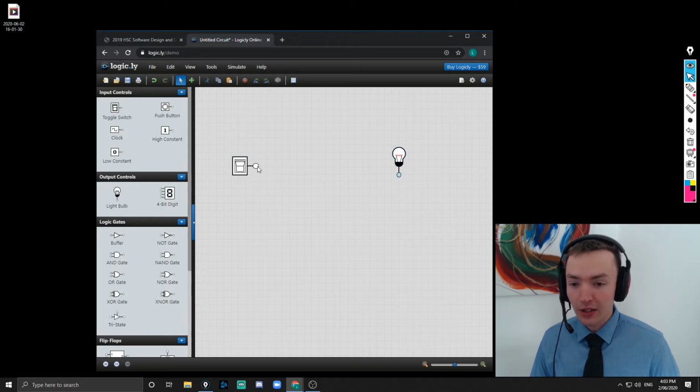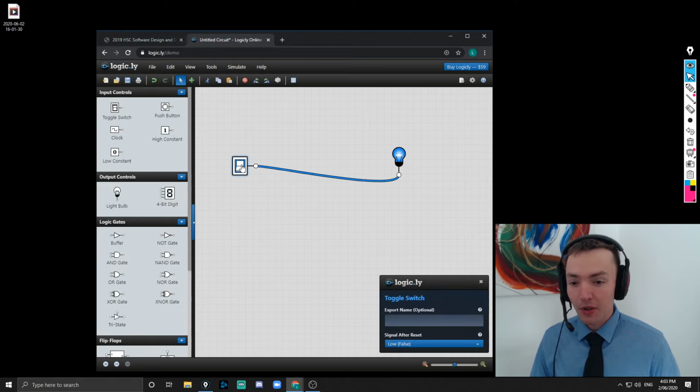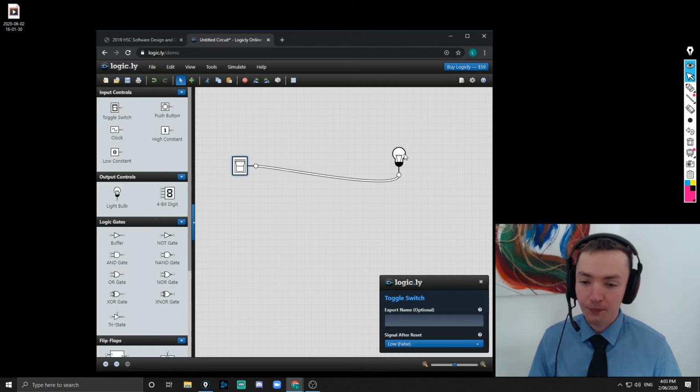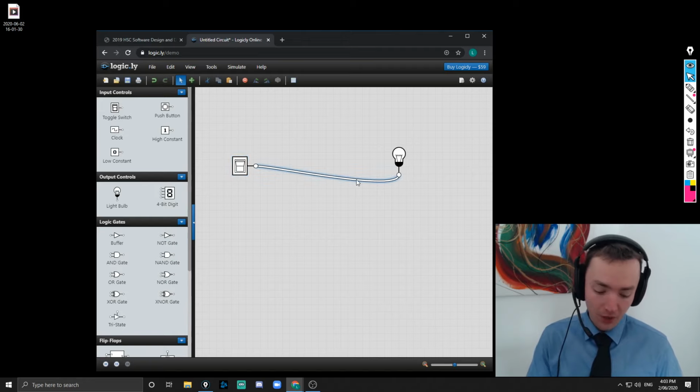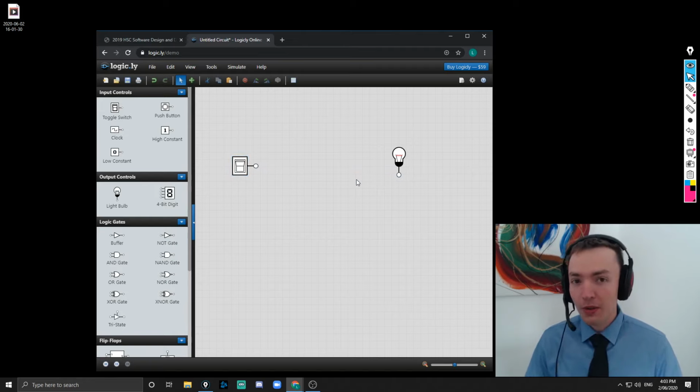If I click this and drag it over here and connect the light bulb, I've made a wire connection. So if I turn it on, the light bulb turns on, and if I turn it off, the light bulb turns off. Pretty straightforward. Now comes the good part. I'm going to explain all the fundamental logic gates that you'll need for this course.